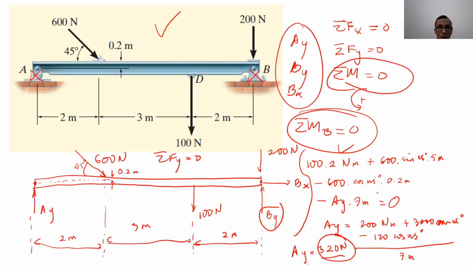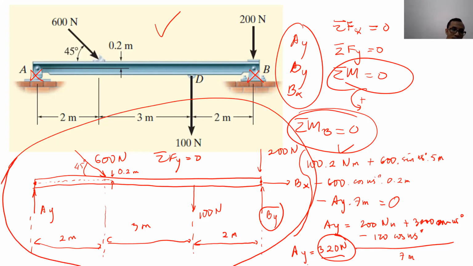So basically, this is step by step how we solve the equilibrium problem. The first thing you're supposed to do is draw the free body diagram, by replacing all the constraints with the reaction forces caused by those constraints. After you draw the free body diagram, take a look at the unknowns. In this case, we have three unknowns: Ay, By, and Bx.